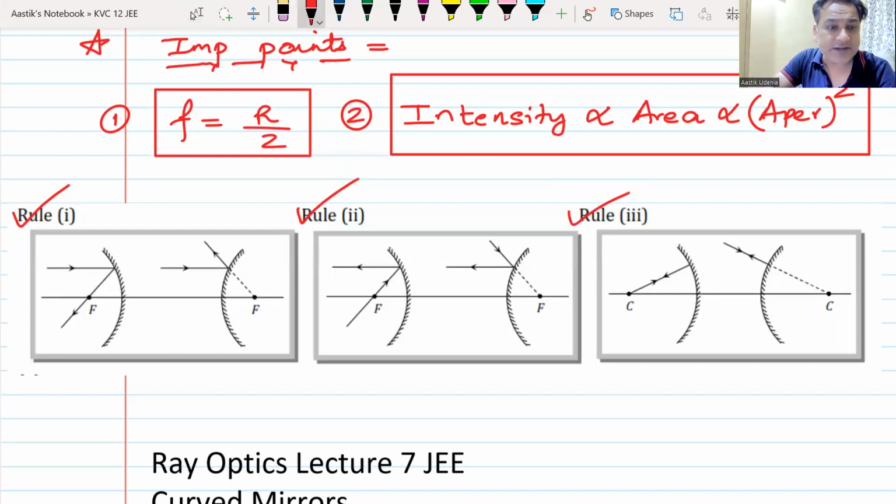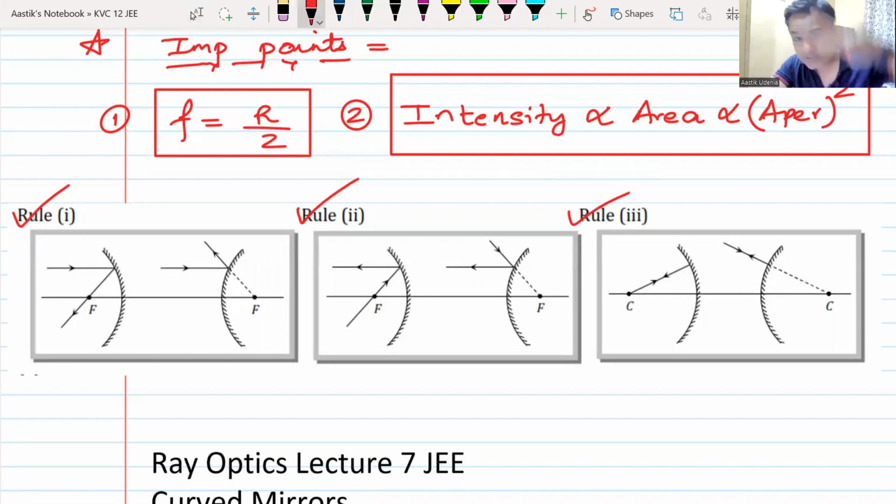What is rule number 1? Can anyone tell me what is rule number 1 to draw a ray diagram for any mirror, whether it is a concave mirror or a convex mirror? What is the first rule? Remember, to draw a ray diagram, we'll have an object, we'll have a mirror, and then we'll have to find out using ray diagrams where its image is going to be formed.